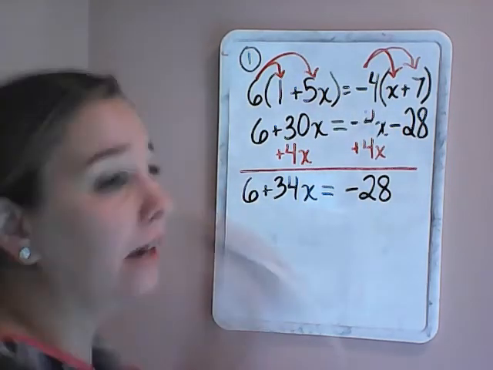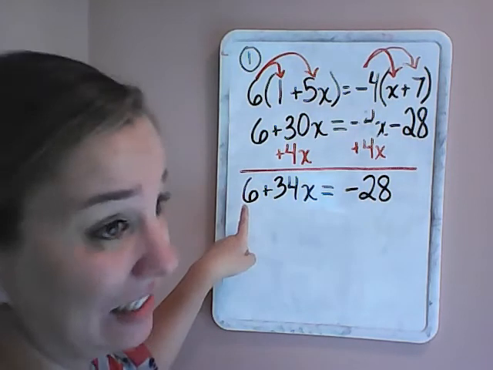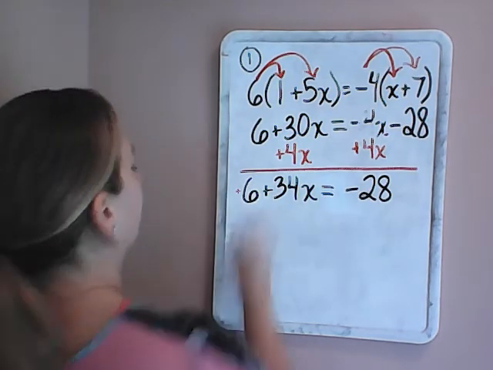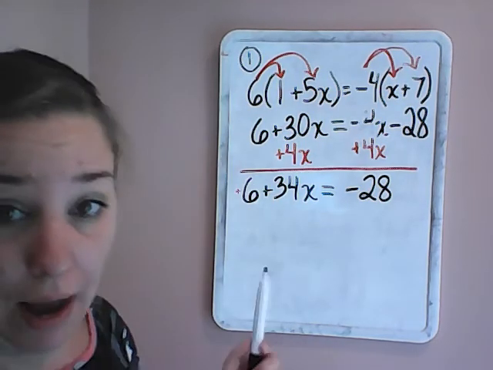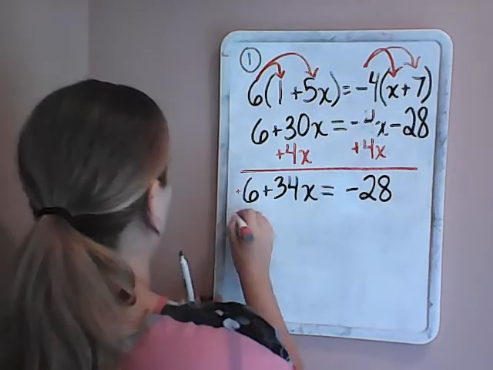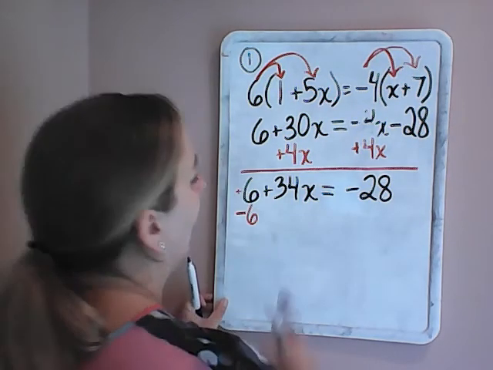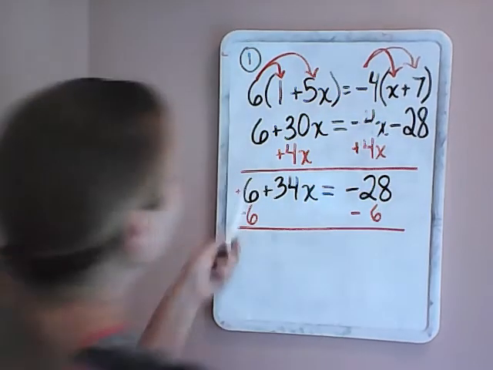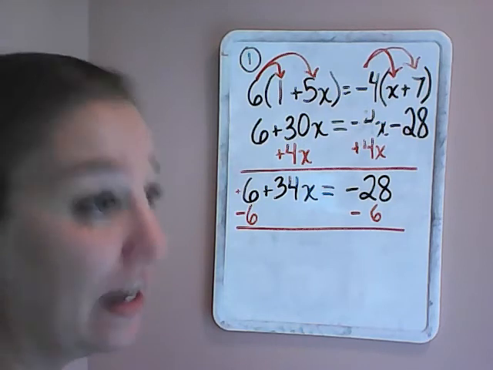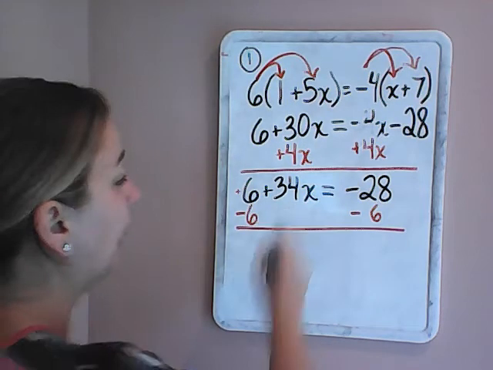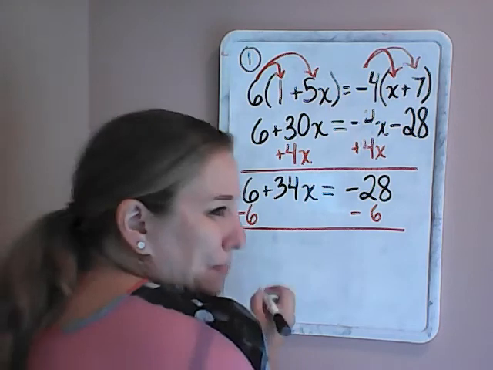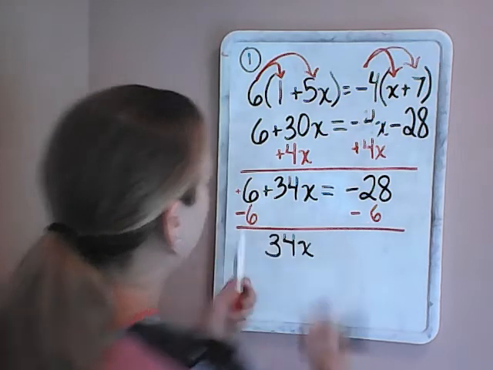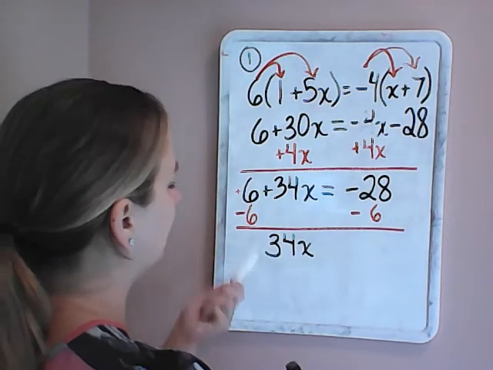All right, now we have all our variables on the left. Let's get our constant terms to the right. Now, there's nothing written here, so it implies that it's a positive 6. So I'm going to subtract 6 from here and from here. 6 minus 6 is nothing. That's why we did it. So this positive 34x comes down. You can write the plus if you want, but we don't really do that. We're kind of lazy mathematicians, right? So 34x, we know it's still positive.